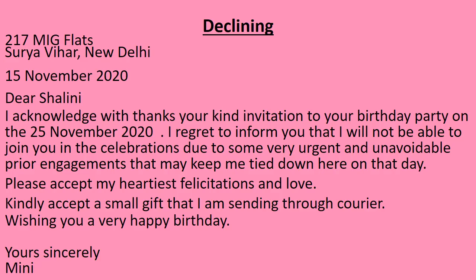Now, if you want to decline the invitation, if you want to refuse, you may write like this. So, like the previous slide, first the address on the left hand side, followed by the date, and then dear Shalini, I acknowledge with thanks your kind invitation to your birthday party on 25th November 2020. So first you will acknowledge the invitation and thank the person for inviting you.